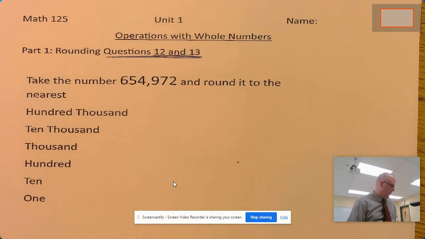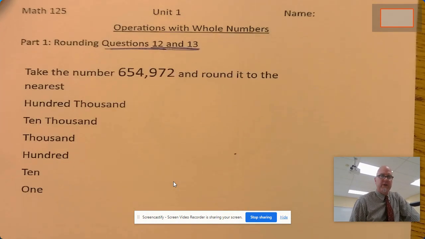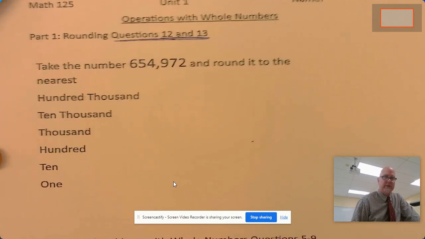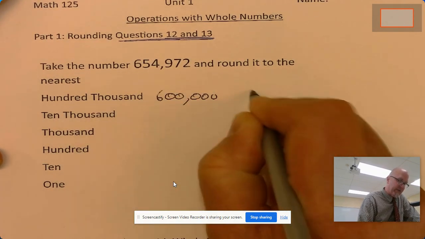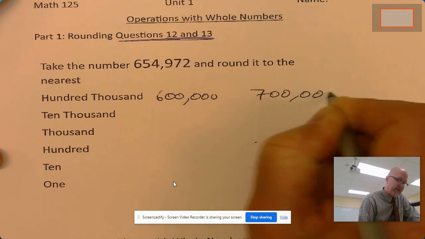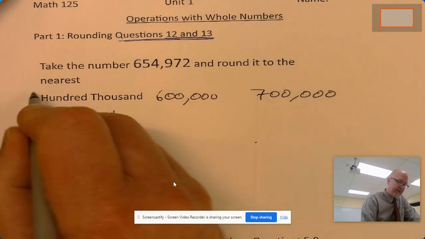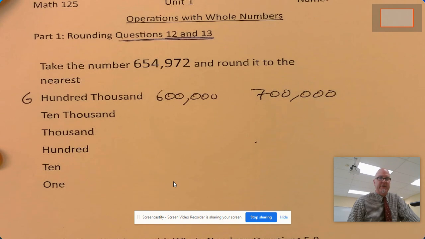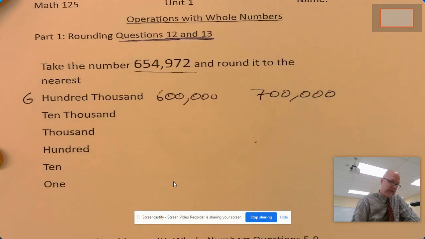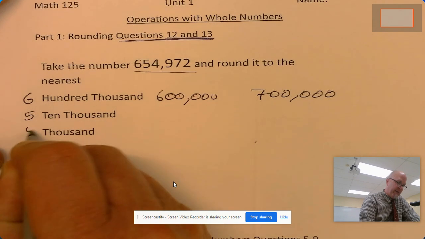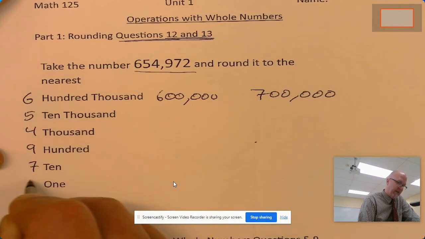One of them will be right, one of them will not be right. And then we'll talk about what the right choice is. For rounding something to the nearest 100,000, that means we are rounding it to either 600,000 or 700,000. The number in the 100,000s place is the 6, coming from this list of 6 numbers. The next number is a 5, then a 4, then a 9, then a 7, and then a 2.